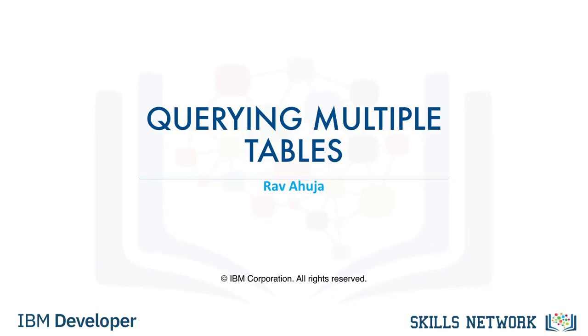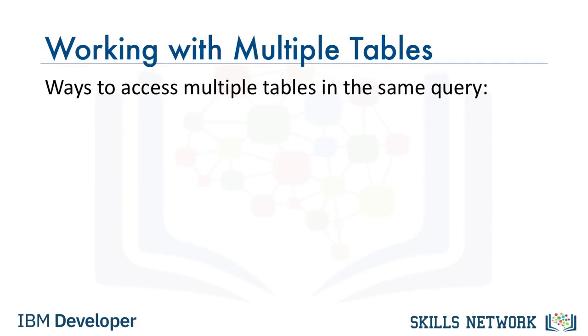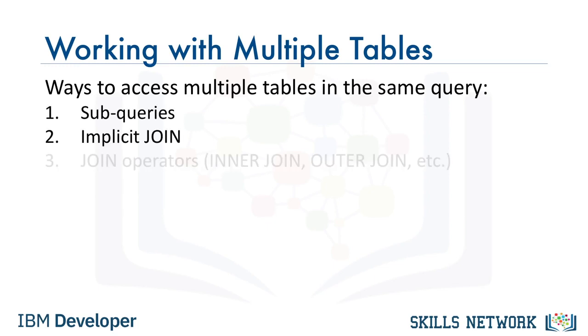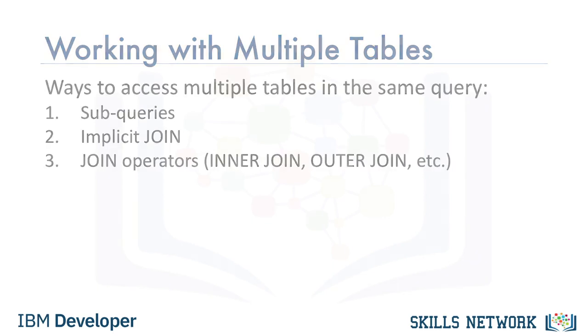Hello and welcome. In this video, you will learn how to write queries that access more than one table. There are several ways to access multiple tables in the same query, namely using subqueries, implicit join, and join operators, such as inner join and outer join. In this video, we'll examine the first two options. The third option is covered in more detail in other videos.